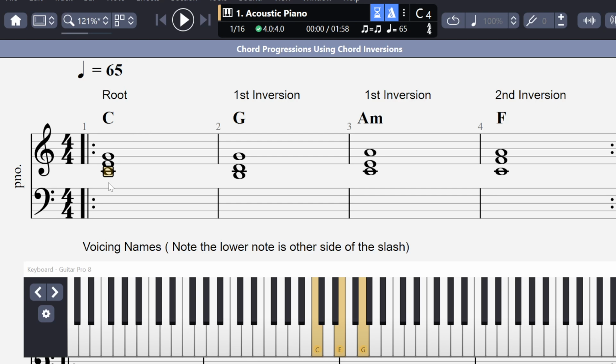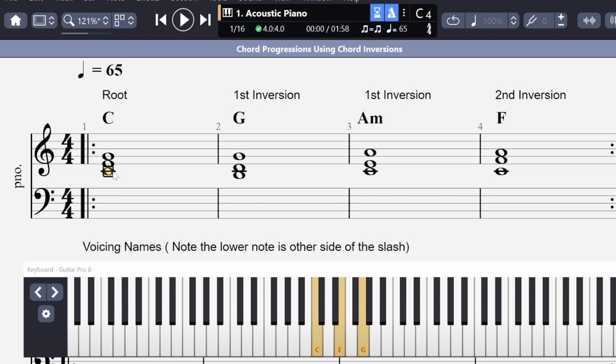So let's look at the first one, which is C major, C, E, and G. And just by bringing the C, E down to a B and D, we make G major. Then what we do is we take the whole shape up one note each, which gives us A minor, C, E, and A. And just by moving that E into an F, we've got F major, second inversion.